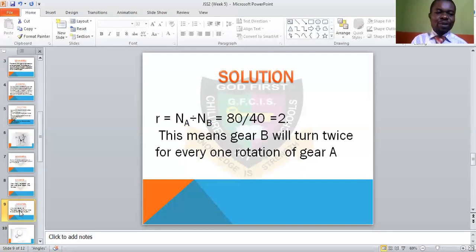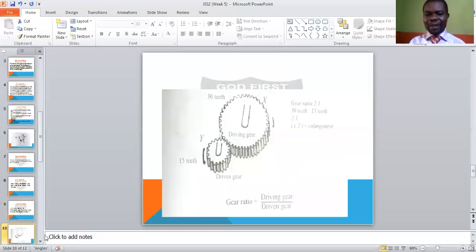So we now also need to look at some of this. Look at it here. I've discussed this. I said driver or driving divided by driven. Remember in our last work, we said the one on which power is built, or the one that gives the force to the other, is called the driver or the driving. So it is driver divided by driven.